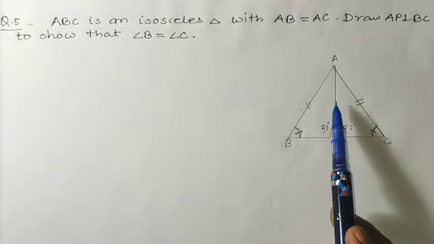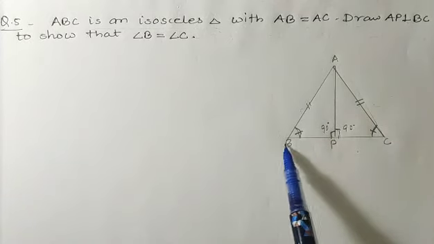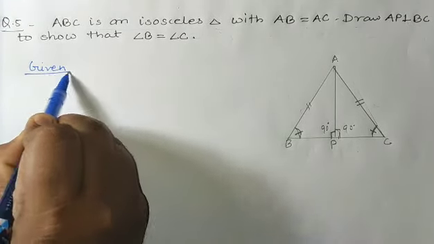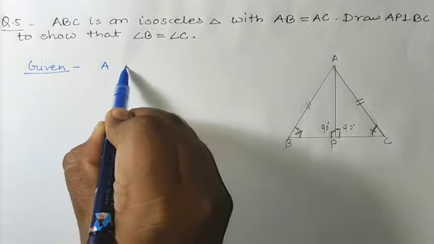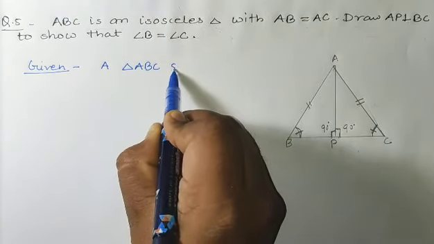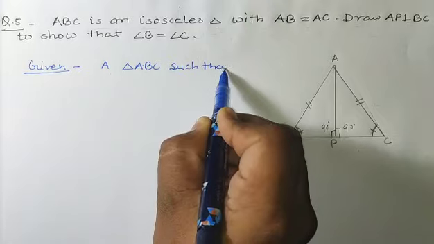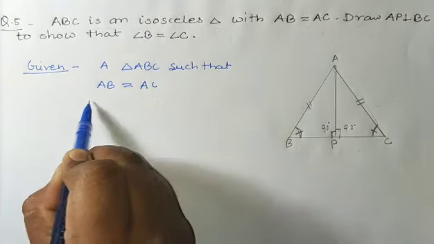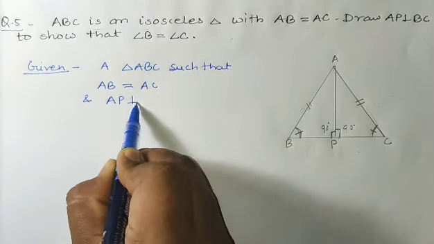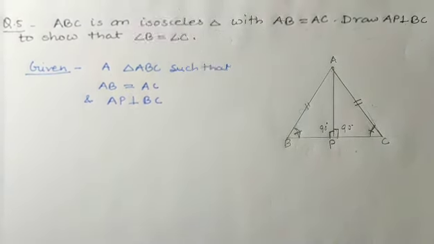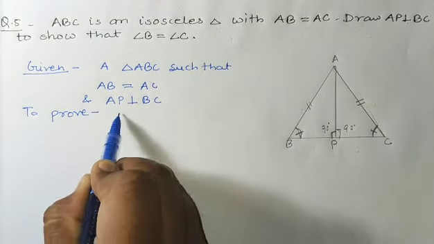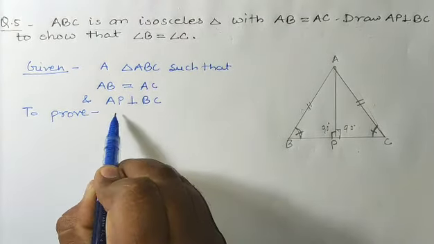See students, if AP is perpendicular upon BC, firstly we'll write what is given: a triangle ABC such that side AB is equal to AC and AP is perpendicular to BC. Okay, it is given. What is to prove here? We have to prove that angle B is equal to angle C.